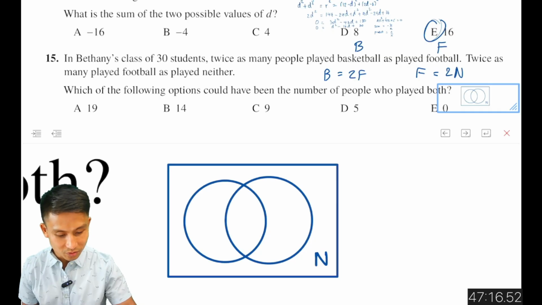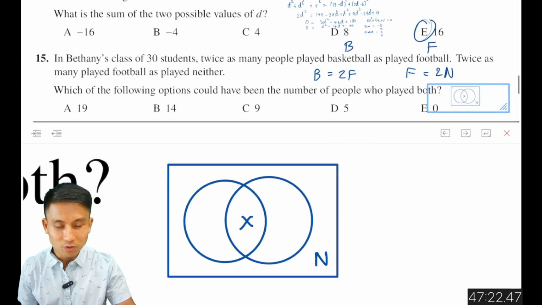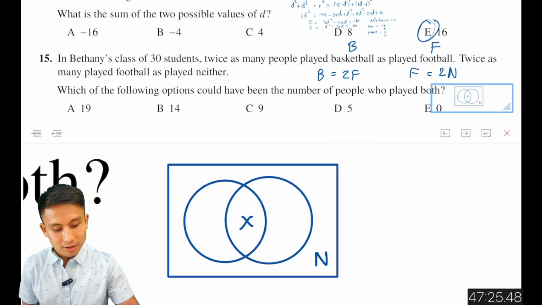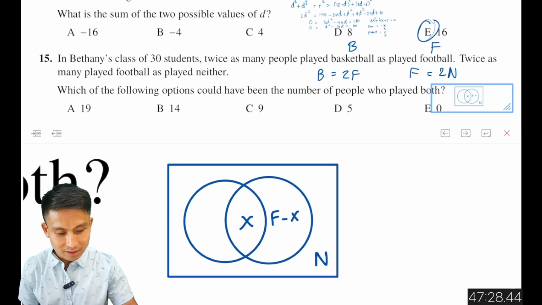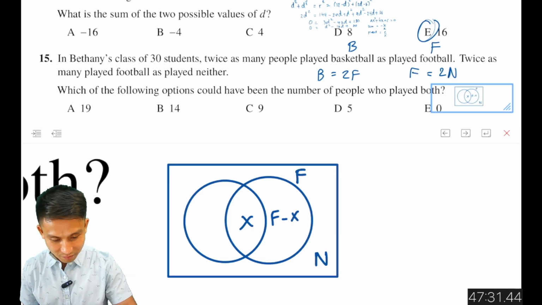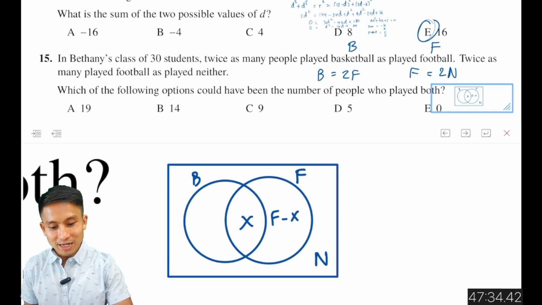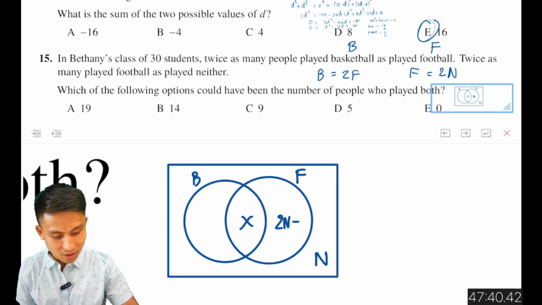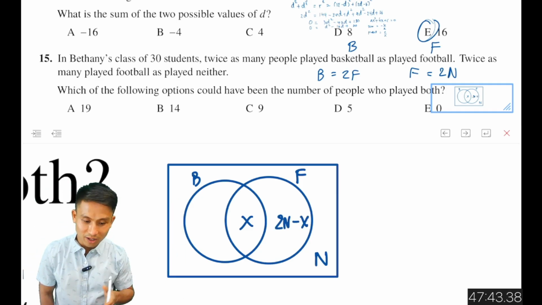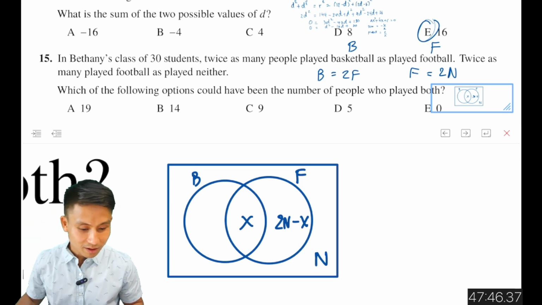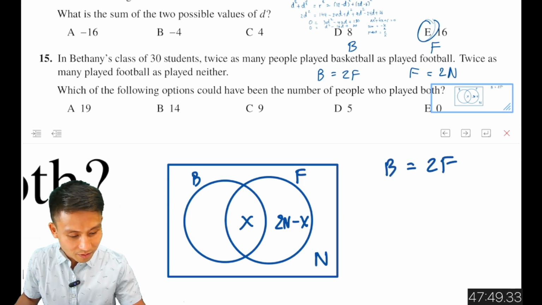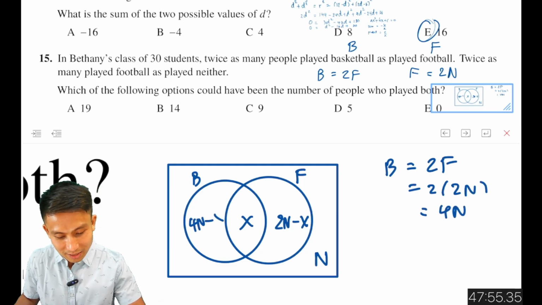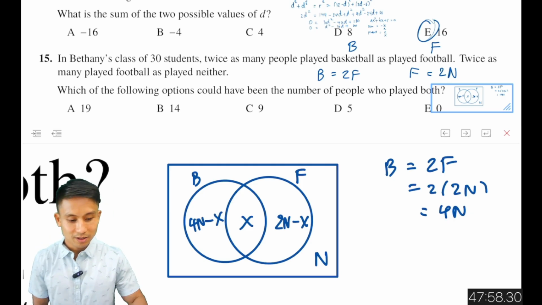So F is 2N. So if I put this as X, which is what we want, the number who played both, right? X here. That would be F minus X. I forgot to say football there, and this is basketball. F minus X is basically 2N minus X, because we know that F equals 2N. And because we know that B is 2F, but F is 2N, so B is 4N. So that would be 4N minus X, right?